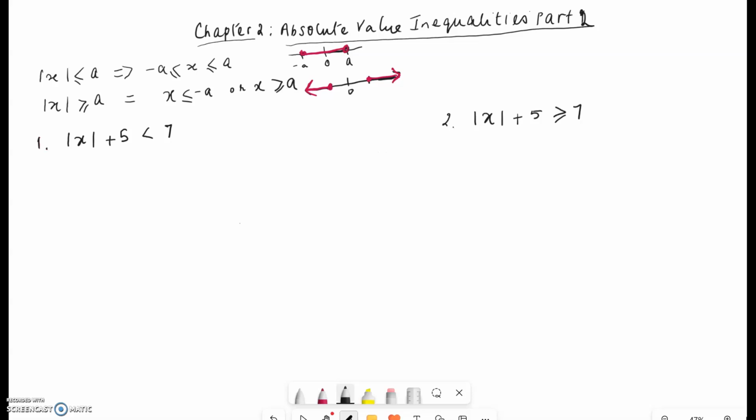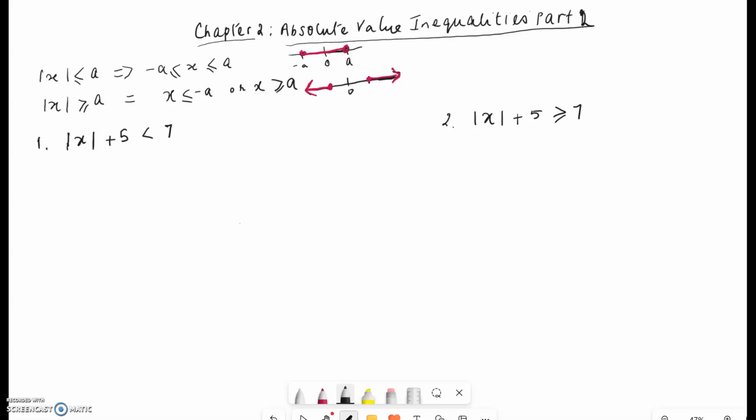Let's look at two basic problems. We're trying to solve the inequality absolute value of x plus 5 is less than 7. Solve it like any regular inequality. However, remember that this has an absolute value symbol around it.